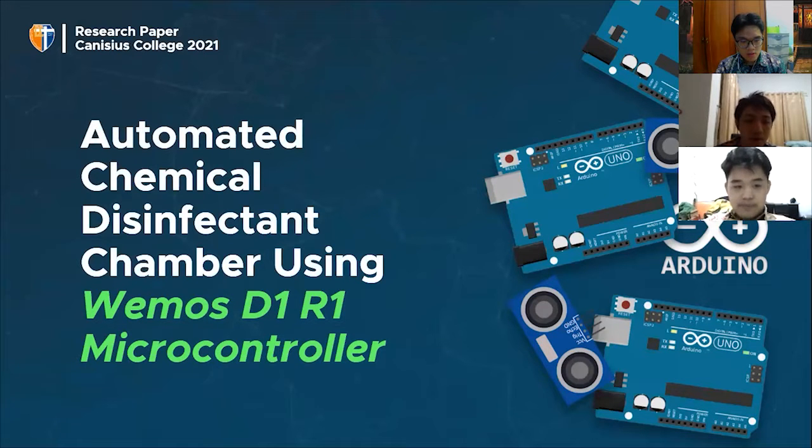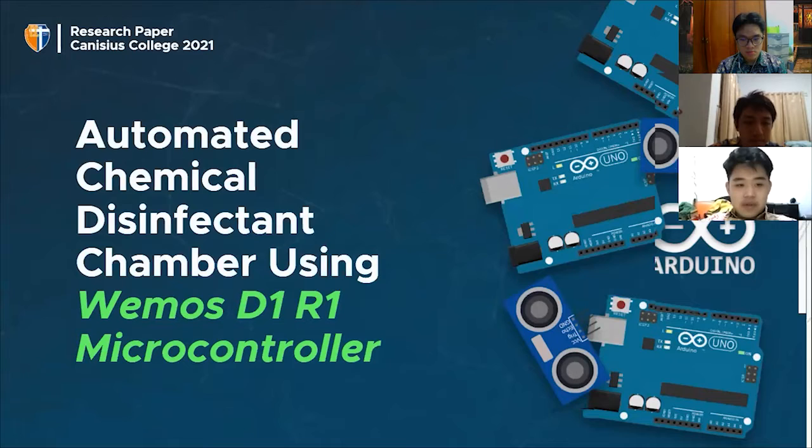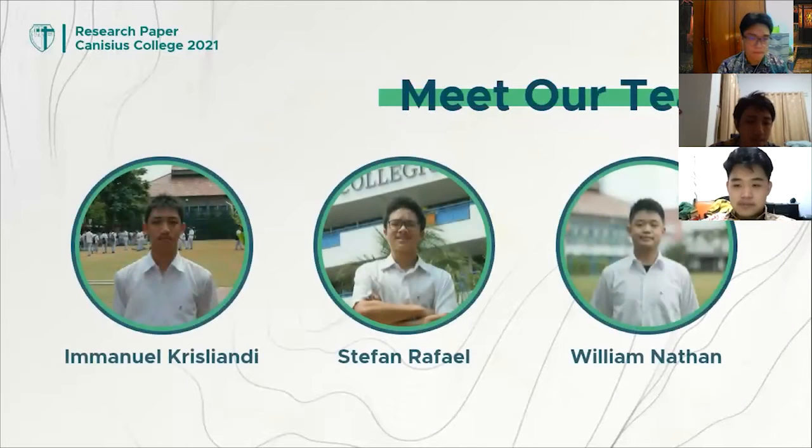Before we go any further, let us introduce ourselves. My name is Immanuel Krisliangi. I'm from 12A3, number 13. I'm Stefana Felmuljadi from class 12A1, number 27. And my name is William Nathan Thomas. I'm from 12A2, number 28.